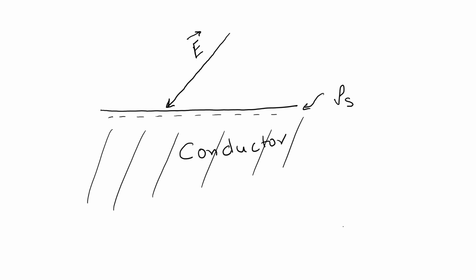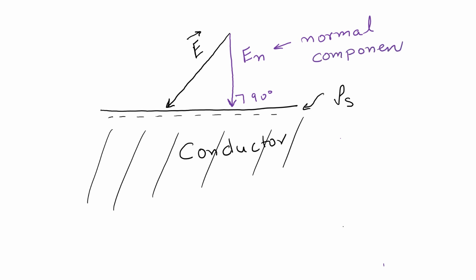So there are two boundary conditions. One is going to be related to this component of the electric field which is hitting 90 degrees onto the conductor, and we're going to call it the normal component. And the other one is a component which is parallel to the conductor, E T. And this is what we call the tangential component.